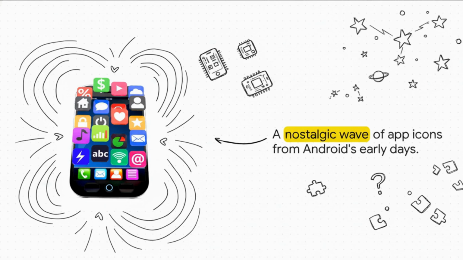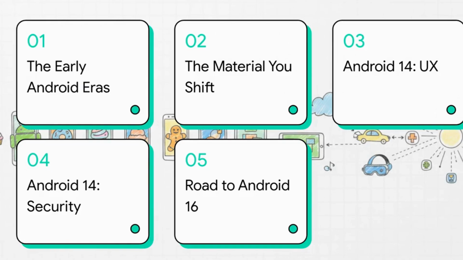Back in those early days, the user experience was, well, incredibly basic, and hardware fragmentation made it a bit of a wild west for developers and users alike. So, here's our roadmap for today. 1. The early Android eras. 2. The Material U shift. 3 and 4, we'll unpack the UX and security of Android 14. And finally, 5, the road to Android 16.